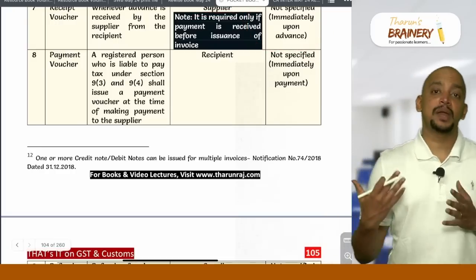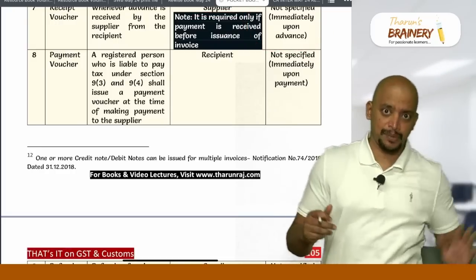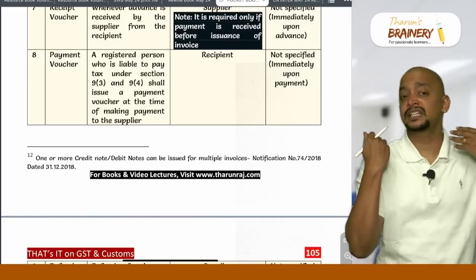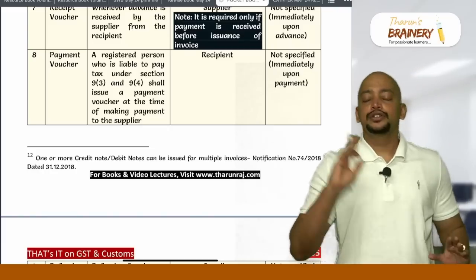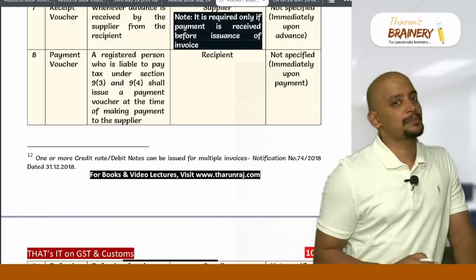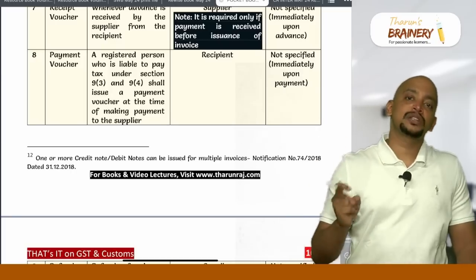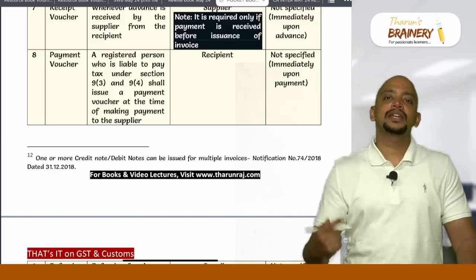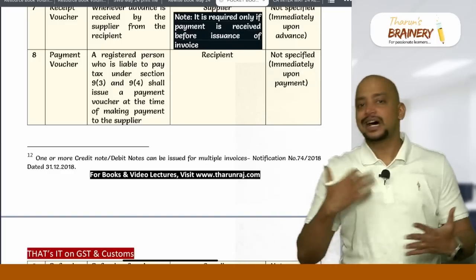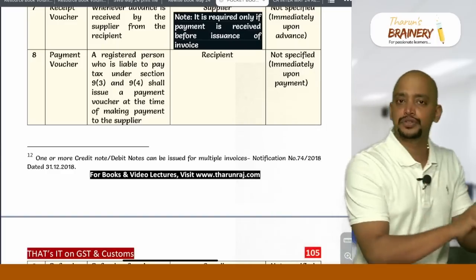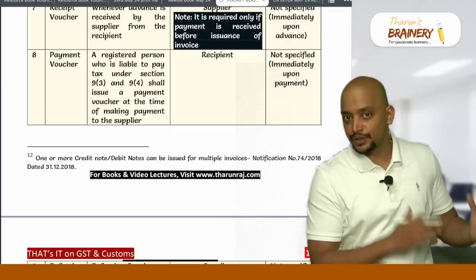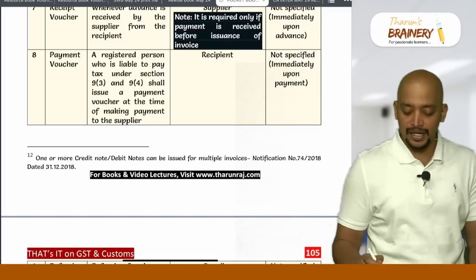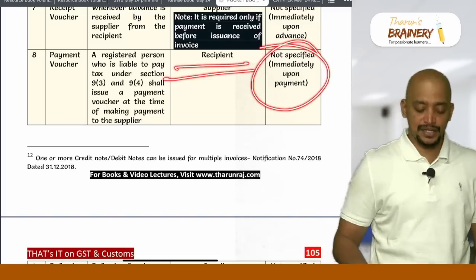And there is something called a payment voucher. A payment voucher will be given by the recipient to the supplier in case the transaction is covered under RCM, whether the supplier is registered or not registered. But an invoice will be given by the recipient to the supplier only when the supplier is unregistered and the transaction is covered under RCM. A payment voucher comes into the picture only when it is RCM, and the recipient will be giving the payment voucher to the supplier to prove that he has made the payment. And this payment voucher has to be given immediately as and when the payment is made to the supplier, and here it is given by the recipient to the supplier.